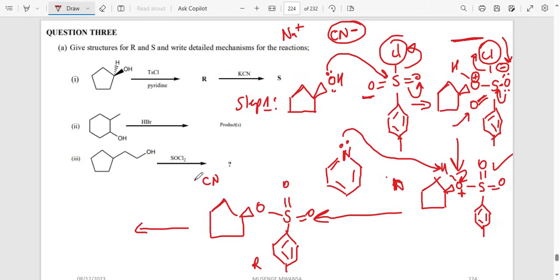Now cyanide acts by SN2 mechanism. Very important, very, very important to understand that it's SN2. So what will happen is that this is going to be attacking the same carbon.